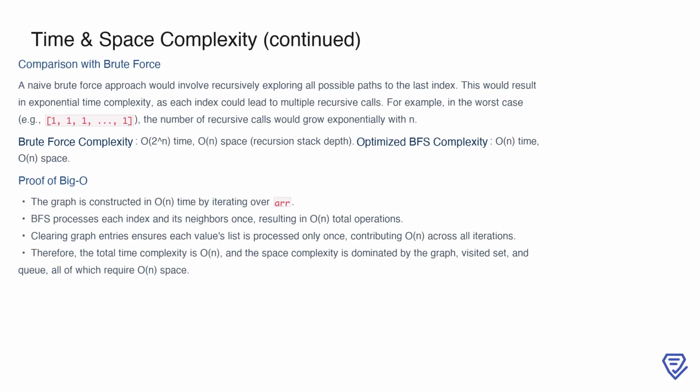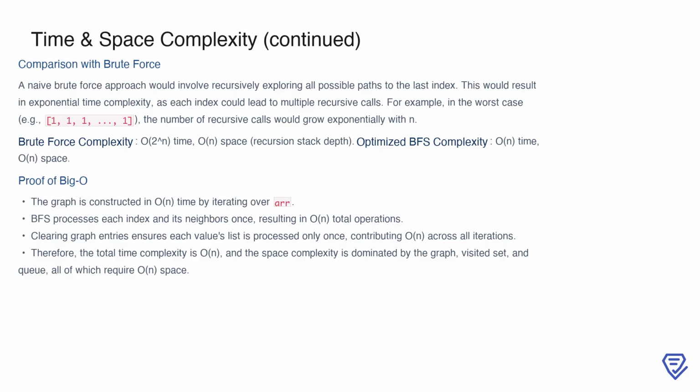Now, let's compare this optimized solution to a brute force approach. A naive method would involve recursively exploring all possible paths to the last index. This would result in exponential time complexity, as each index would lead to multiple recursive calls. For example, in an array like 1, 1, 1, 1, the number of recursive calls would grow exponentially with the size of the array. Specifically, the brute force approach has a time complexity of 2 to the power of n, and a space complexity of n, the latter due to the recursion stack depth.